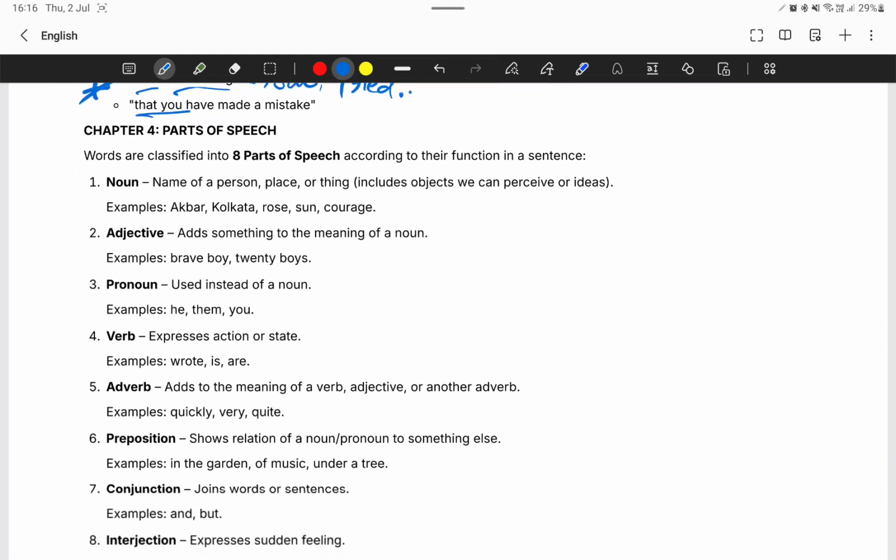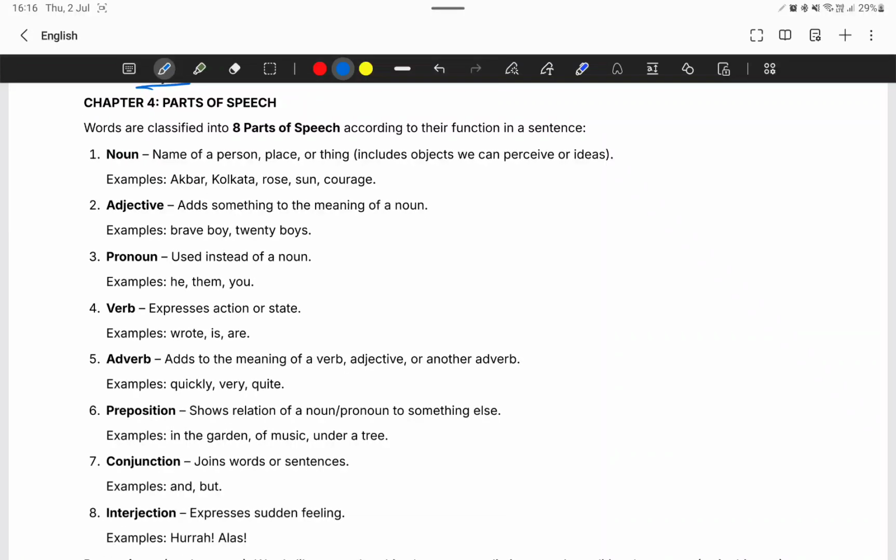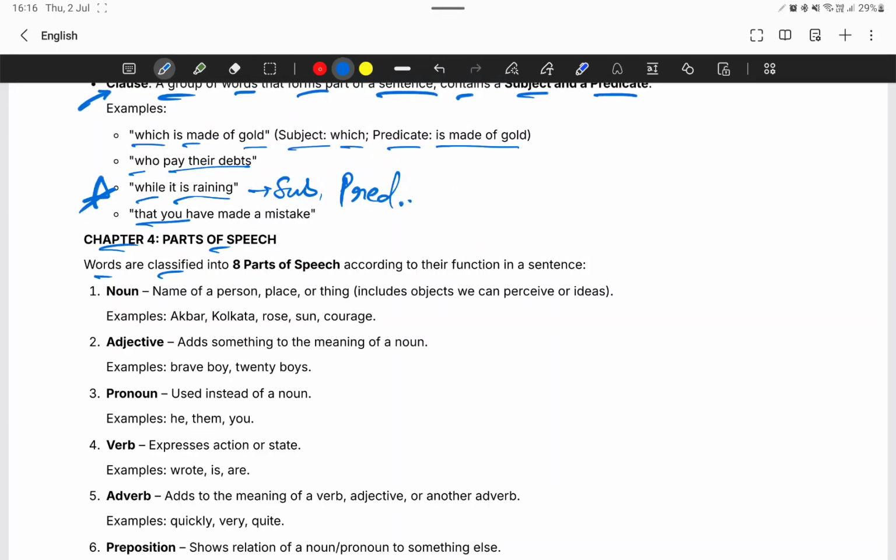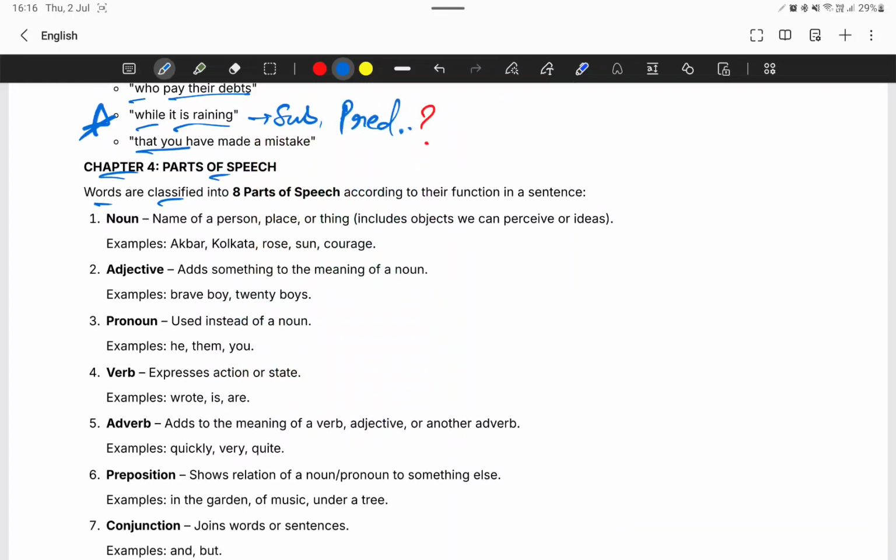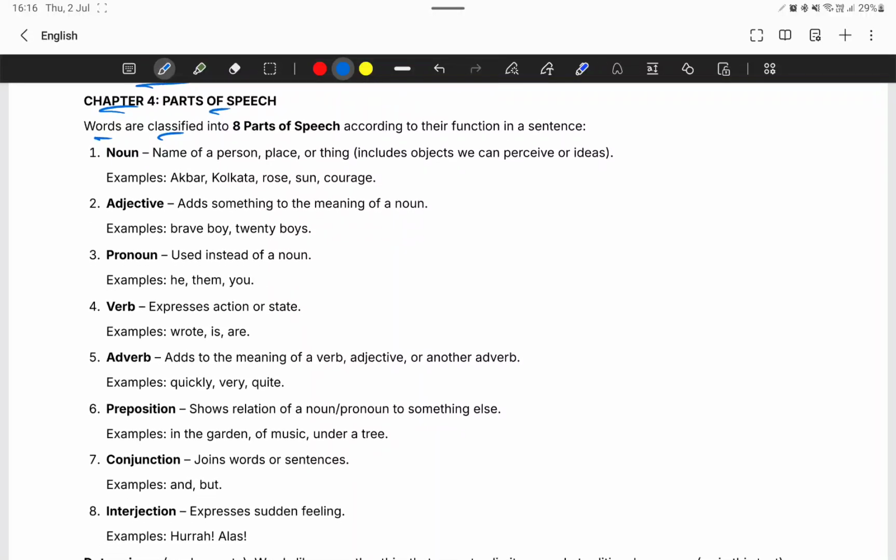Next we have parts of speech. Words are classified, just wait a second, I have to highlight this. Now we have to understand parts of speech. We have a lot of words and those words are classified into 8 parts of speech. I don't have much information about these parts of speech, so we are not going to cover everything. Whatever we find, we're going to cover it.